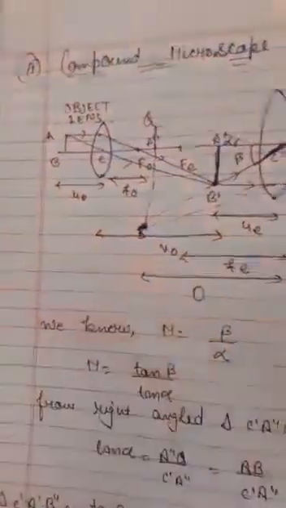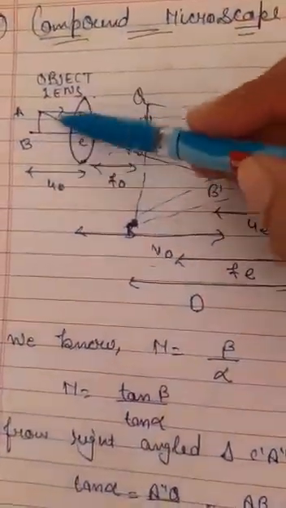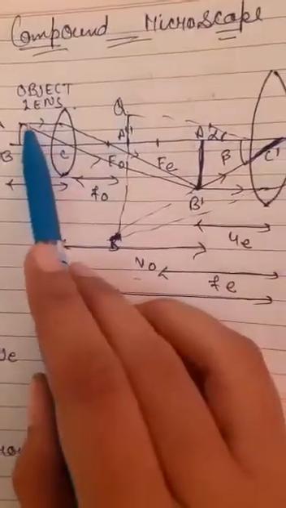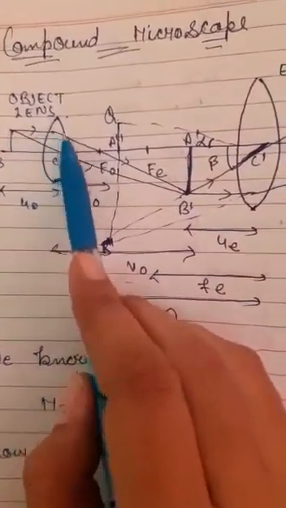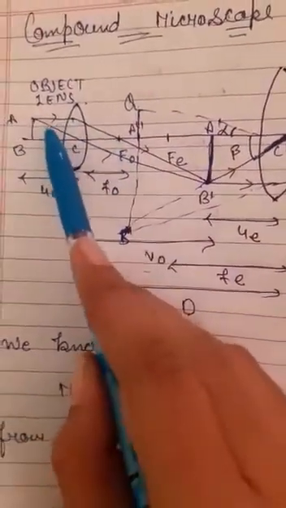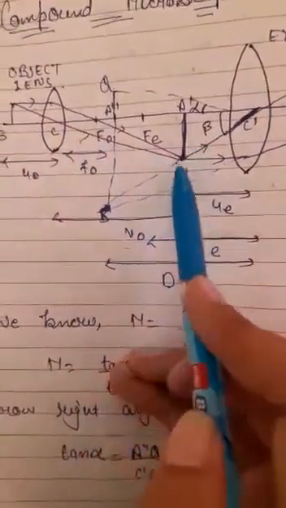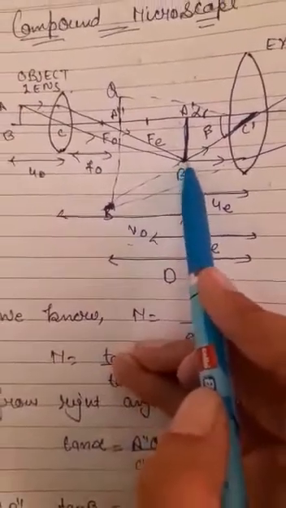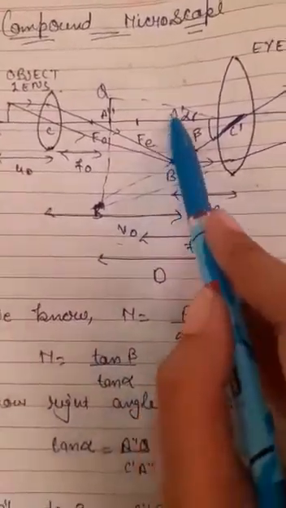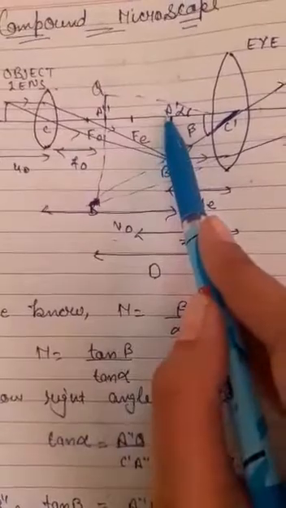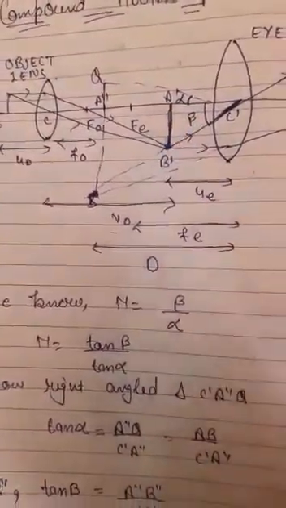Both are convex. Just see, I have this object and one ray is going parallel to the principal axis. It will pass through the focus. The second ray is going through the optical center, so it will not deviate at all. The point where the rays meet, we join to the principal axis. They will form the image. So A dash B dash is the image.